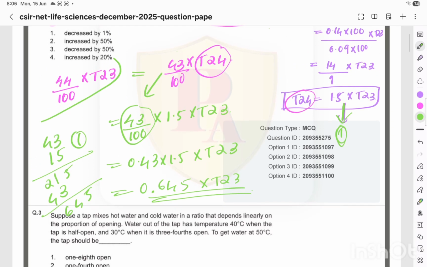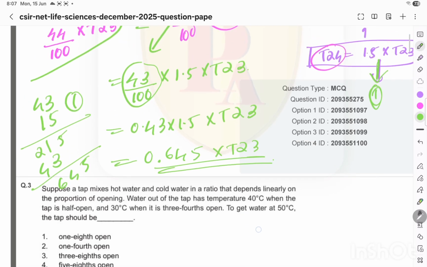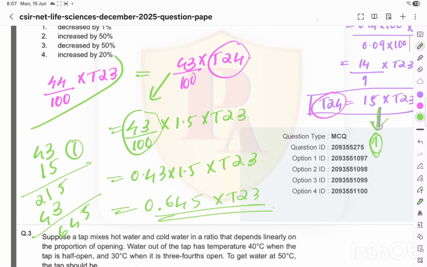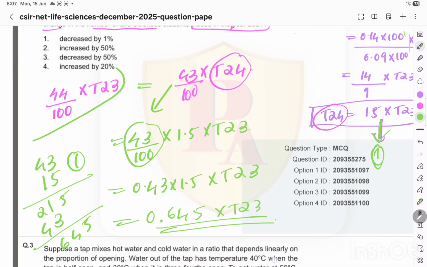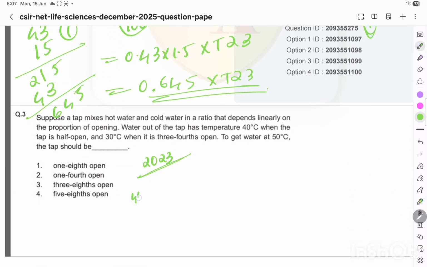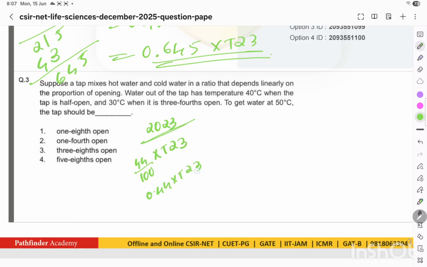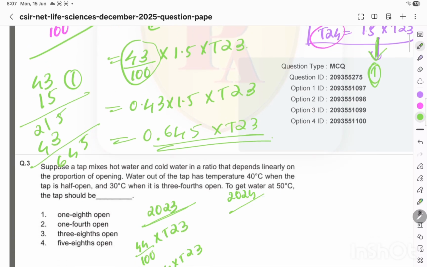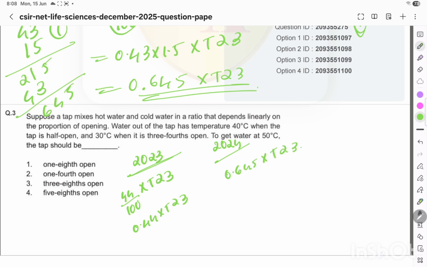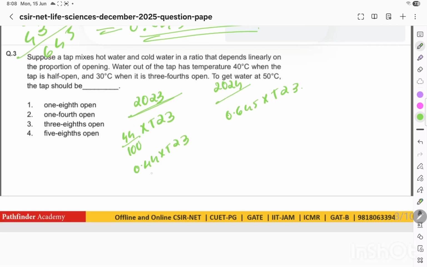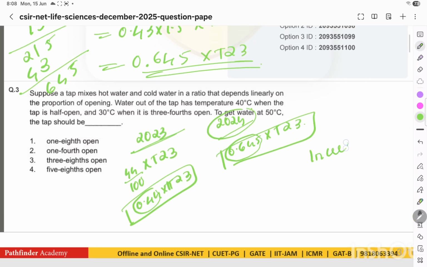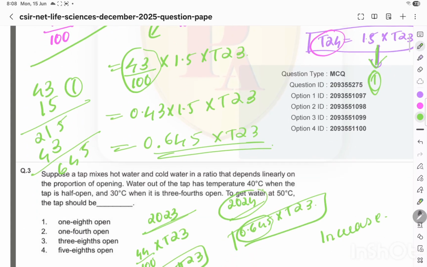Then again we have to simplify it. In 2023 the number of life science students is 44 by 100 into T23, so that is equal to 0.44 into T23. In 2024 we got 0.645 into T23. One thing we got is that the life science students of 2024 are greater. T23 is common, so 0.44 and 0.645. We know that 0.645 is greater than 0.44, so there is an increase in 2024 compared to 2023.